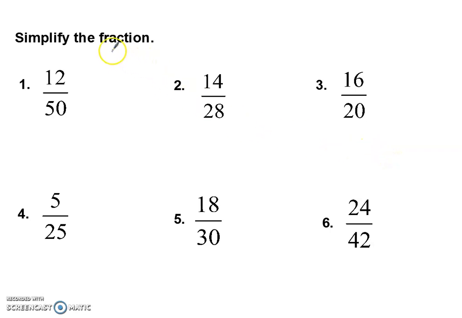Let's start on number 1. So the first thing I see is that we could divide by 2. And if we're dividing by 1 in the form of 2 over 2, right, this is 1, which makes the fraction equal. And then I'll have 6 over 25.